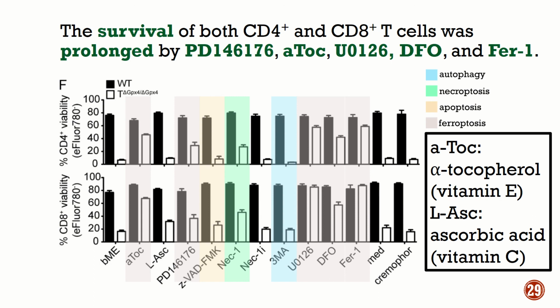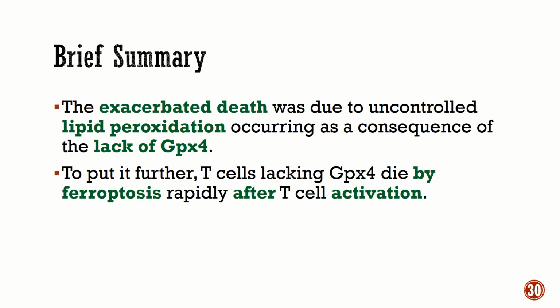So in the result, you can see that only the inhibitor specific for the ferroptosis pathway can inhibit cell death. The cell viability will go up greatly compared to other inhibitors. So it can further confirm that the cell death is carried out by ferroptosis. And we can know that the cell death was due to uncontrolled levels of lipid peroxidation.